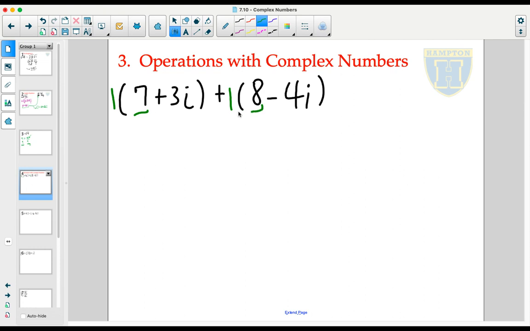7 and 8 gives us 15. 3i plus negative 4i gives us negative 1i. As frustrating as it might be to get into the habit of putting that 1 there, it's not a bad idea to continue to do that because, again, with complex numbers, it's very important to identify the real and imaginary parts. We want to make sure we understand that the imaginary part of this is negative 1i.